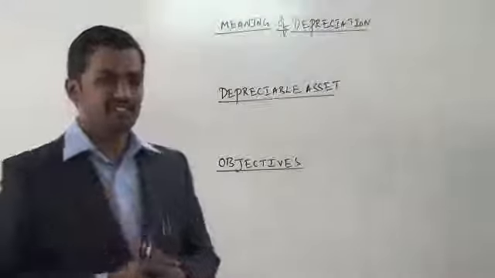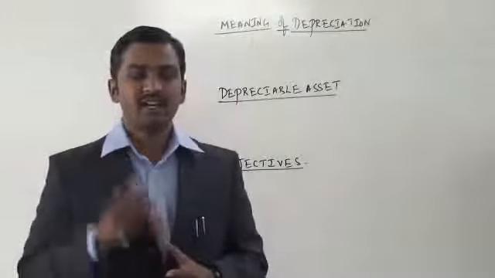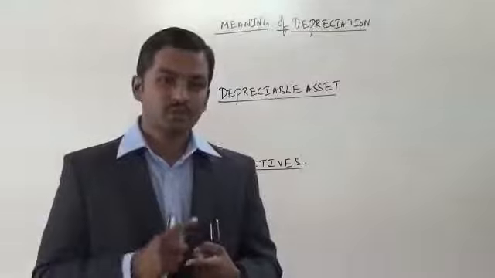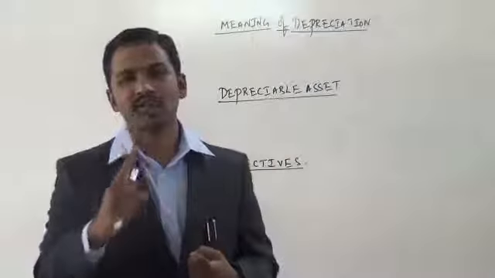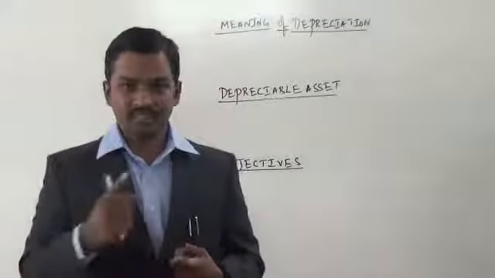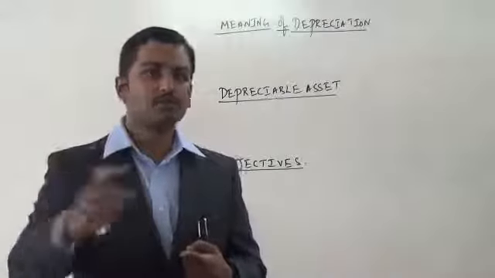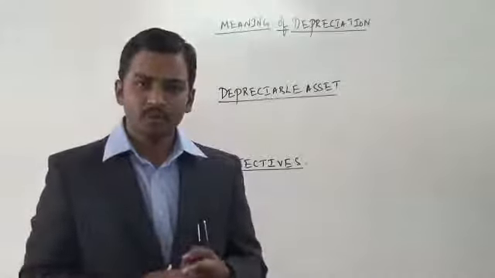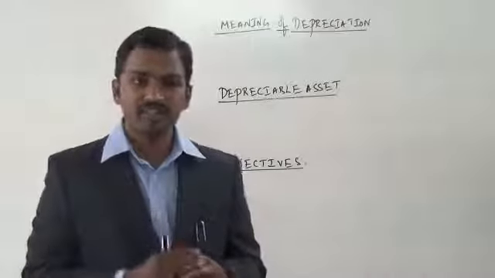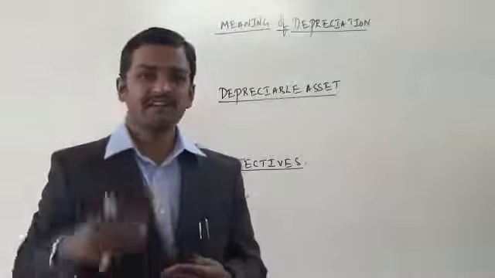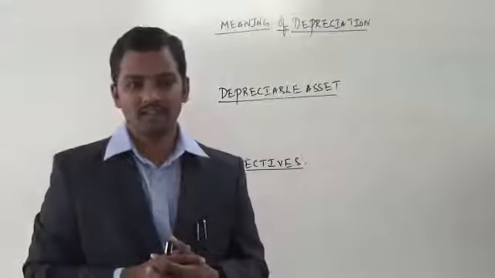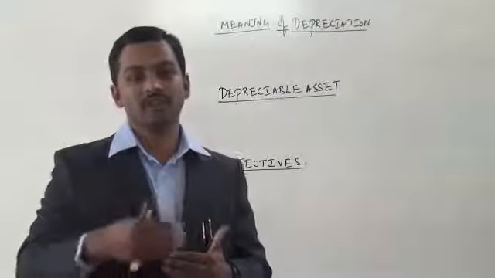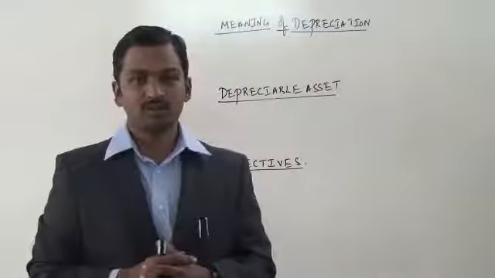Now, to call an asset as a depreciable asset, it has to satisfy certain conditions. The first condition is the asset should have useful life of more than one accounting period. Let us take an example. Building, it is useful for more than 1 year. Machinery, it is useful for more than 1 year. Computer, it is useful for more than 1 year. Furniture, it is useful for more than 1 year. Vehicles, they are useful for more than 1 year. These assets can be called as depreciable assets because they have a life of more than one accounting period.